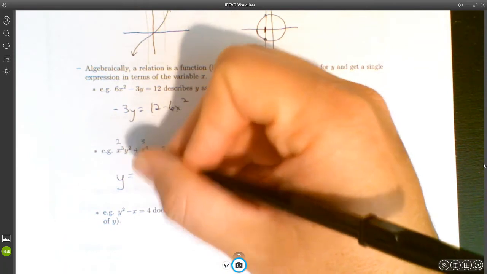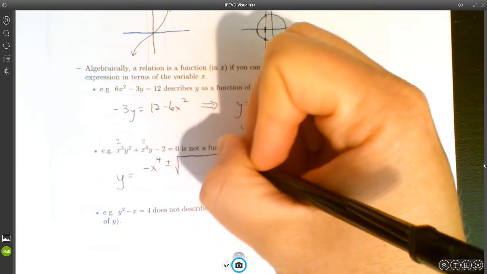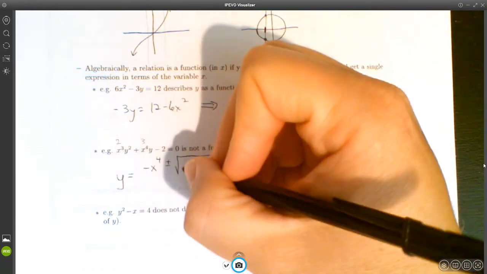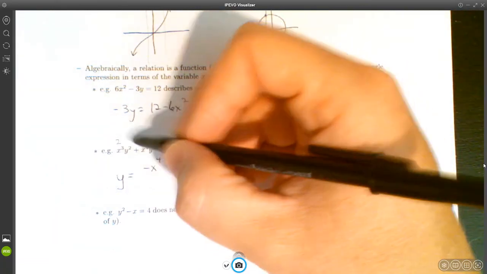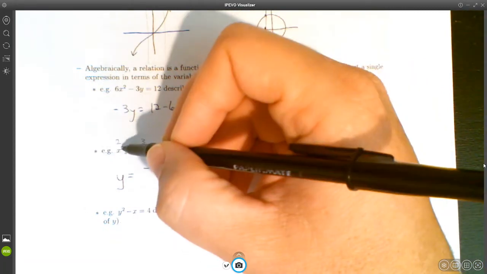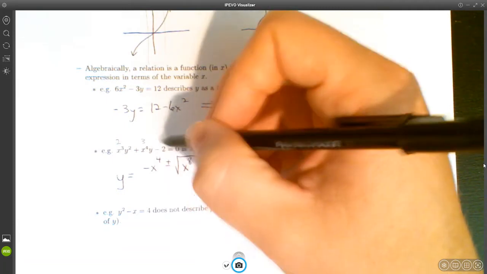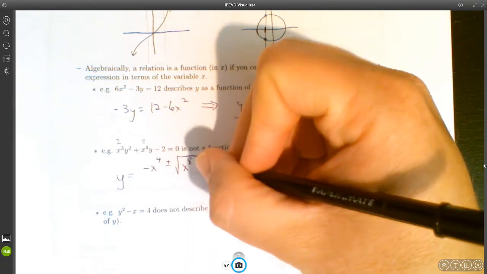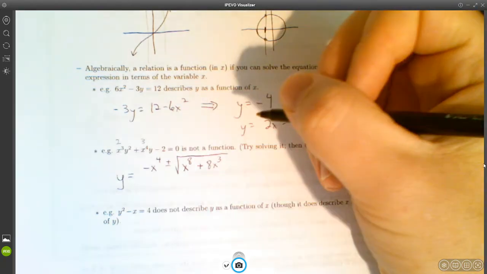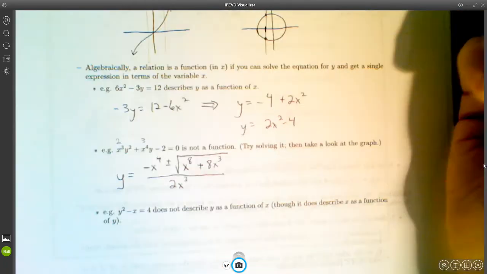You can say y equals negative b, right? B is x to the fourth. It's negative x to the fourth plus or minus the square root of b squared. So x to the fourth squared would be x to the eighth, minus 4 times a times c. So 4 times a would be 4x cubed, and 4x cubed times negative 2 would be negative 8x cubed. So it's minus a negative 8x cubed, that's plus 8x cubed, all over 2 times a, so divided by 2x cubed.